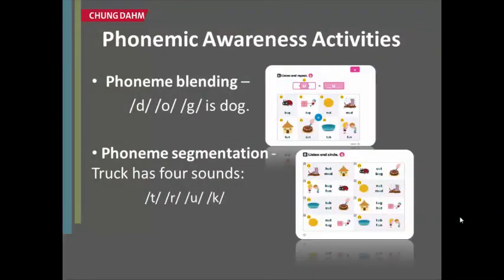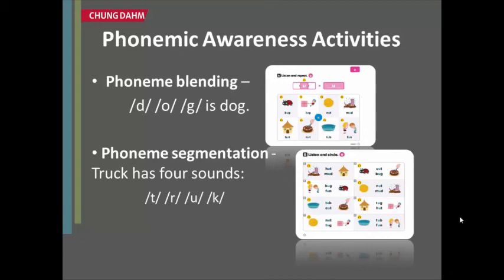Two examples of phonemic awareness activities that are particularly helpful in the EFL classroom are phoneme blending and phoneme segmentation. Phoneme blending works by the teacher giving the sounds of the word to the students, and then the students must say what the word is. For example, the teacher might say d-o-g, and then the students have to say the word dog.